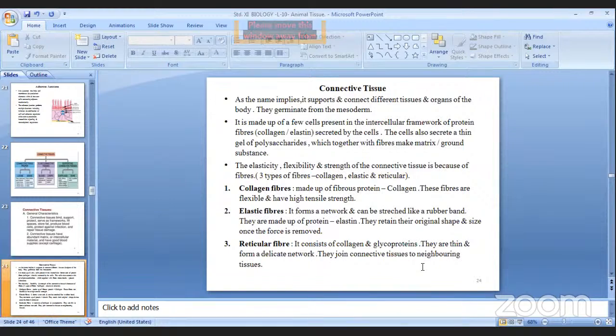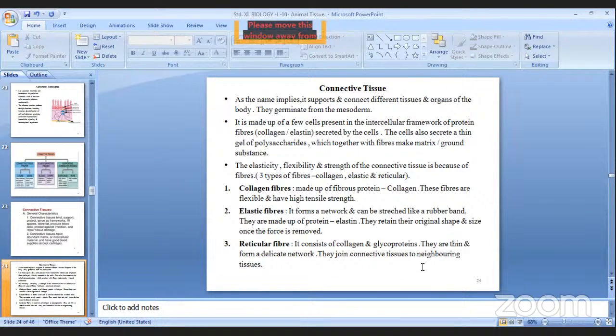Now connective tissue, as the name implies, supports and connects different tissues and organs of the body. They germinate from the mesoderm. Very important, students. They are mesodermic in origin. Okay, or mesenchyme germination, this also we can use the word. Then the elasticity, flexibility, and strength of the connective tissue is because of the fibers. And three types of fibers are present: collagen, white fibers, elastic fibers made up of elastin protein, also known as the yellow fibers, and then the reticular fibers, which form the network.